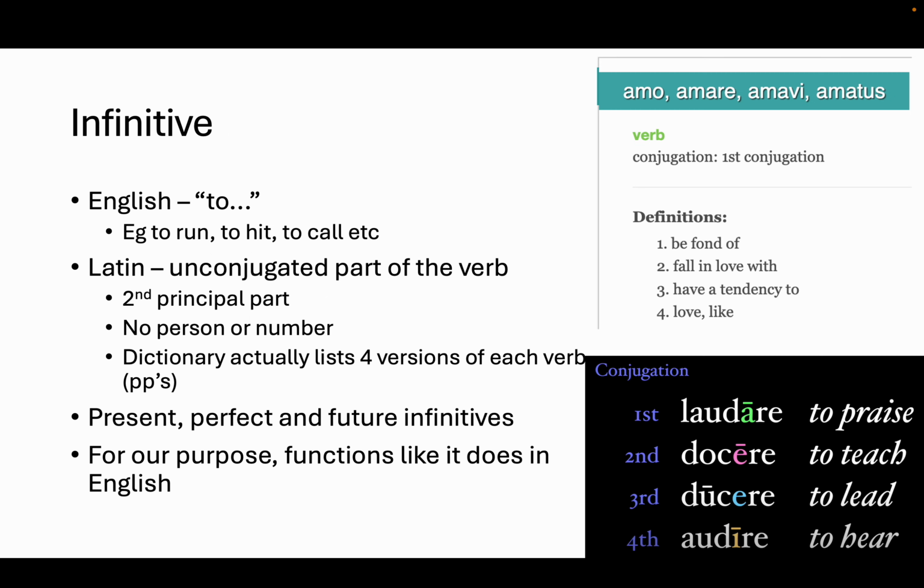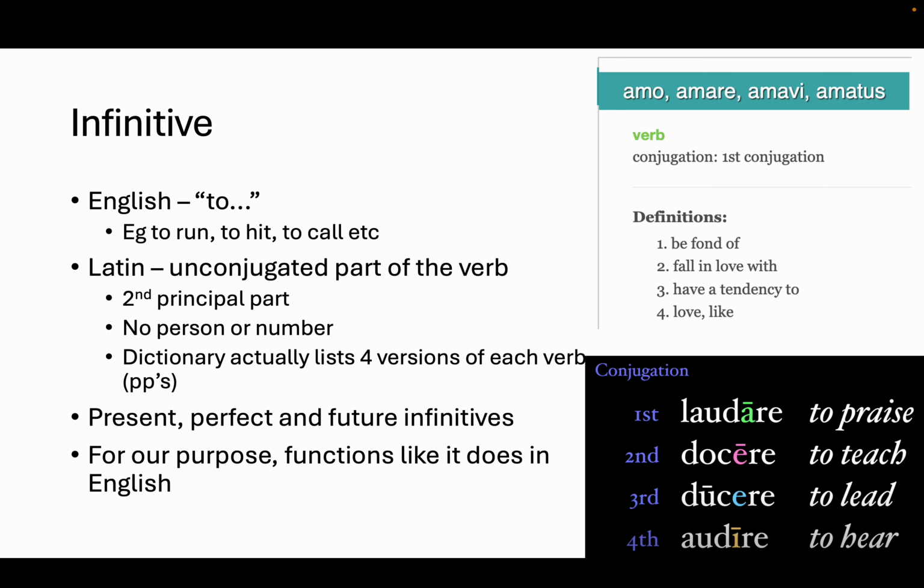So in English, verbs like when we say of a verb to run, to hit, to call, that's an infinitive because it doesn't tell you anything about who's doing it or how many people are doing it, and it doesn't even really tell you anything about tense, so it's sort of infinitive in that sense. And so in Latin, it's the unconjugated part of the verb, or the second principal part, right?